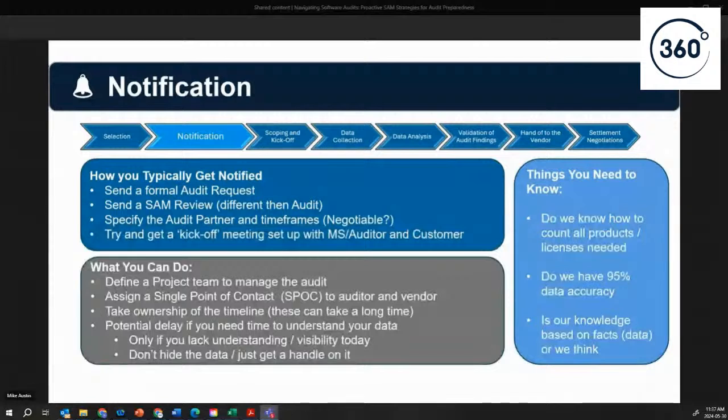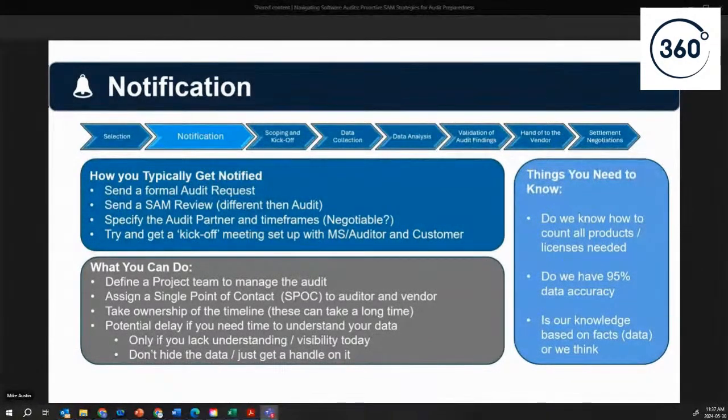Then they're going to want to set up the meeting between the auditor, the vendor, and the customer. Okay, so you have a kickoff meeting. Typically, what'll happen is it'll be the publisher, say IBM, the auditor, say Deloitte, and then you as a customer.